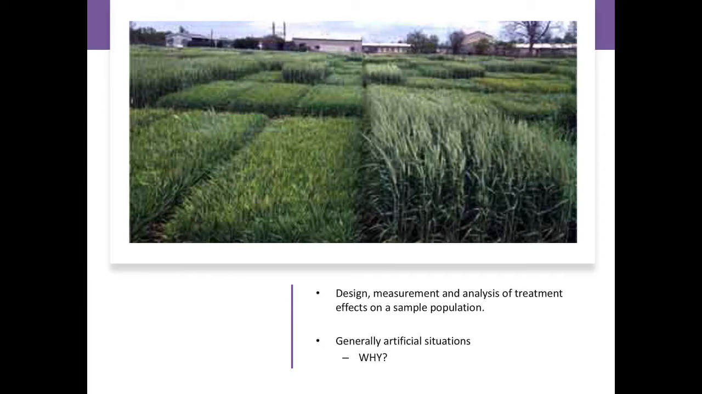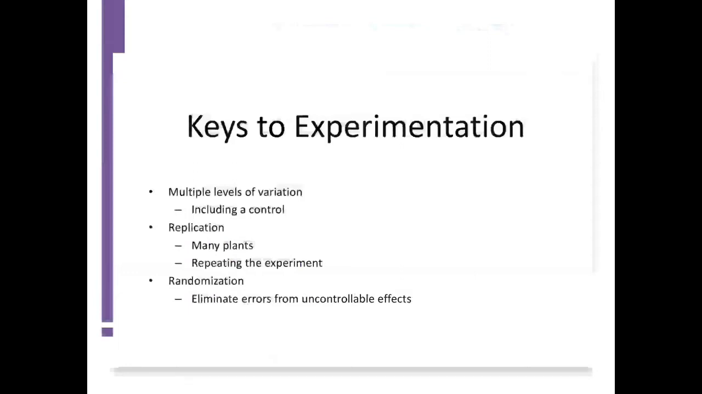A lot of even the ag experiments will start in a greenhouse simply because everything can be controlled in the greenhouse, and then you know outside what you might be looking for. The keys to experimentation is repetition, repetition, repetition. Repeat the experiment as many times as you possibly can. Have as many plants as you possibly can. Repeat it with as many plants as you possibly can.